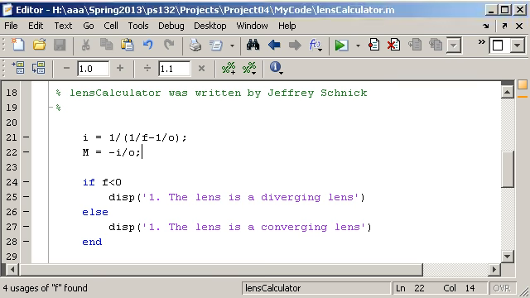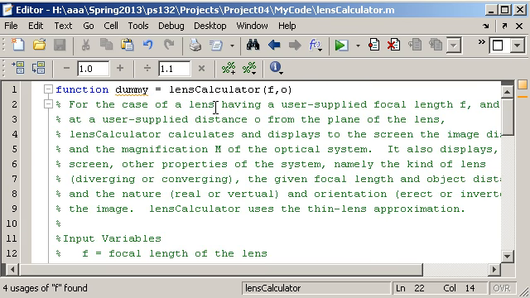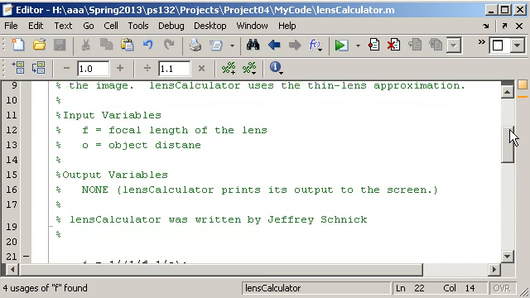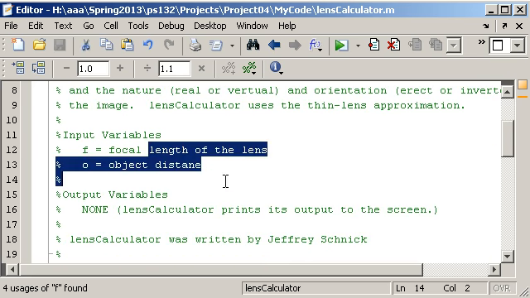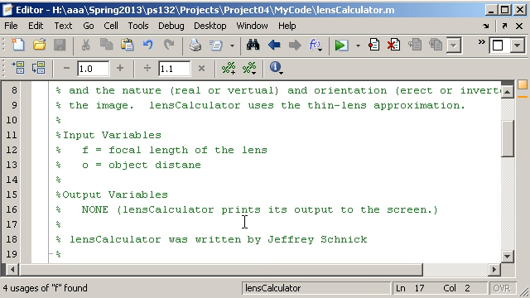So to get this point, you must have your name in every file. By Jeffrey Schnick, there it is right there. Code must be documented. Comment stating what the function does. There's that. If it takes arguments, what each argument is. Got that. Takes 2 arguments, F and O. And I state what I call them input variables. I say what each one does. For the case of a function that returns 1 or more variables, okay, it doesn't. But I got the output variables covered anyway.